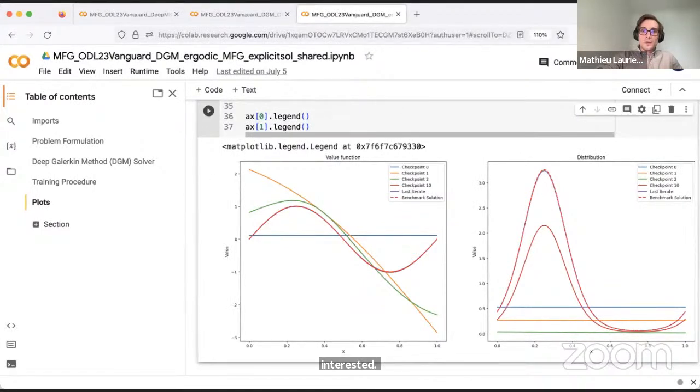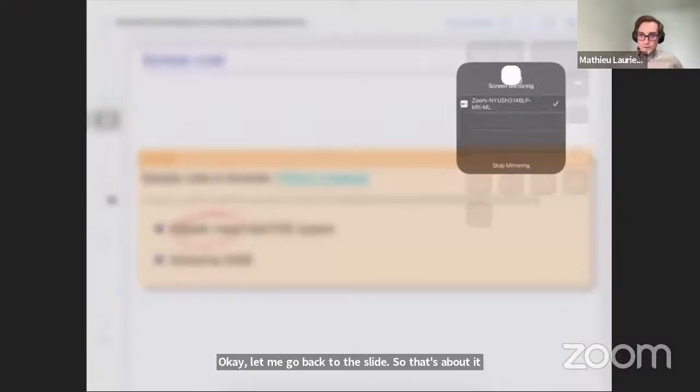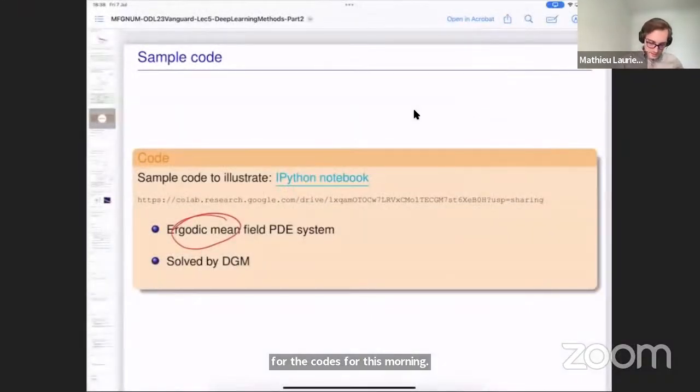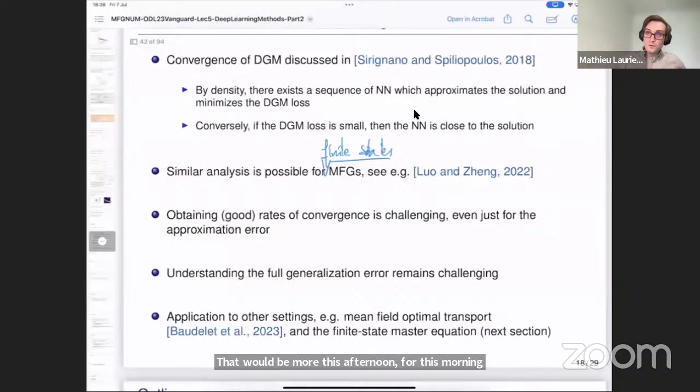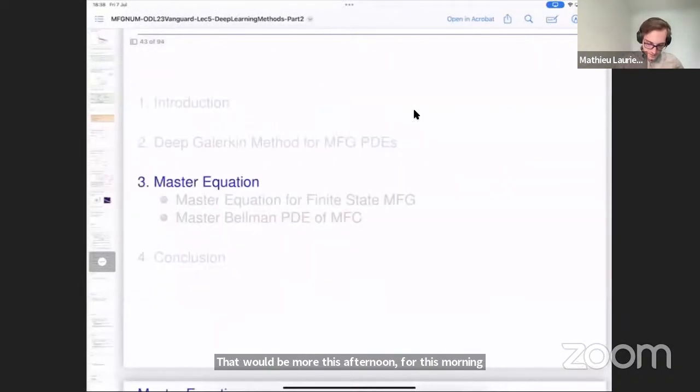Okay, let me go back to the slide. So that's about it for the codes for this morning. There will be more this afternoon, but for this morning, that's it. And we still have some time. So let me discuss the master equation.